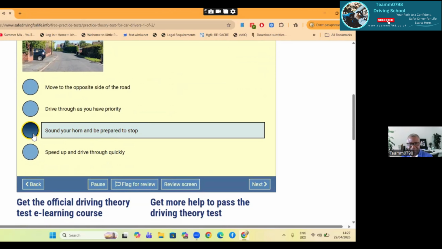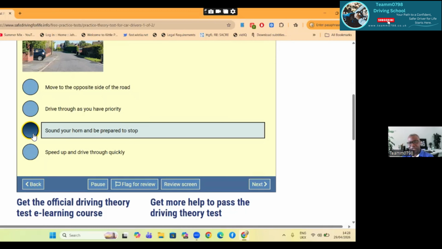Don't move to the opposite side of the road. Some people do. What if someone is coming? Okay, so always be patient. Drive through as you have priority? No, it's dangerous. They are reversing. They may not see you. Speed up and drive through quickly? No, it's bad. So just sound your horn and be prepared to stop.